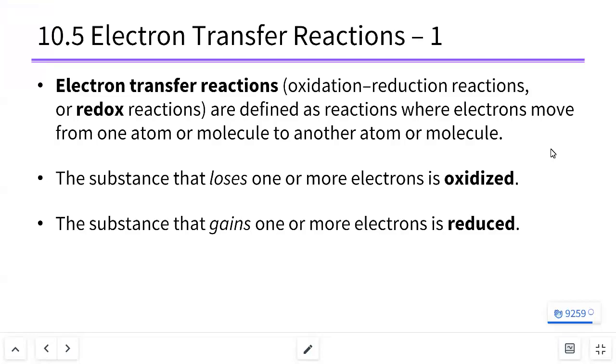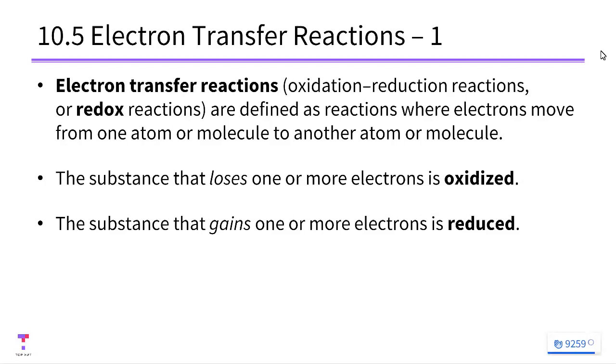All right, so our main purpose today, we are talking about electron transfer reactions. These are chemical reactions that involve the movement of electrons from one element to another as the reaction proceeds.